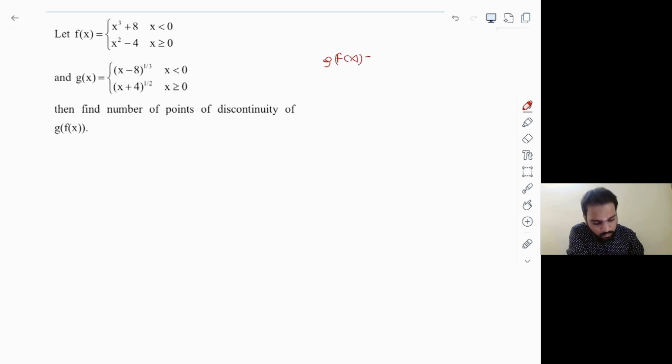So what is g of f of x? Simply, in the entire function g of x, replace x with f of x. So what we get is (f(x) − 8) to the power of 1/3. This is when f(x) is less than 0. Similarly, the other one is (f(x) + 4) to the power of 1/2. This is when f(x) is greater than or equal to 0.